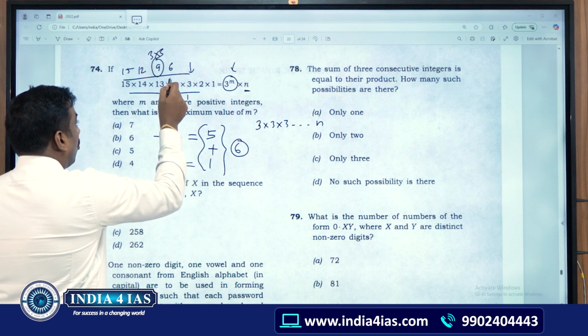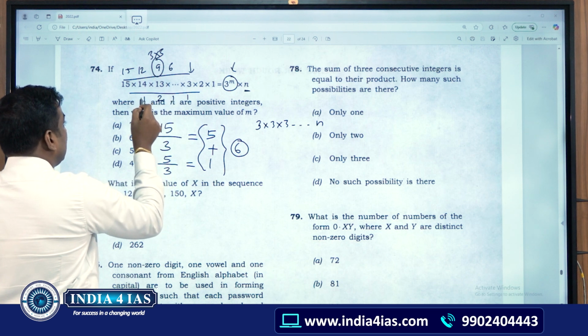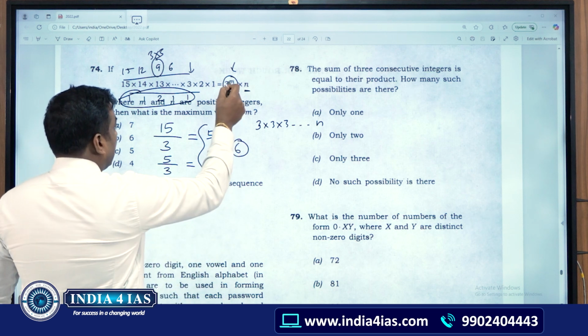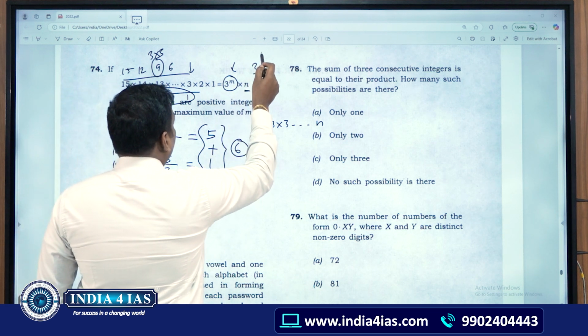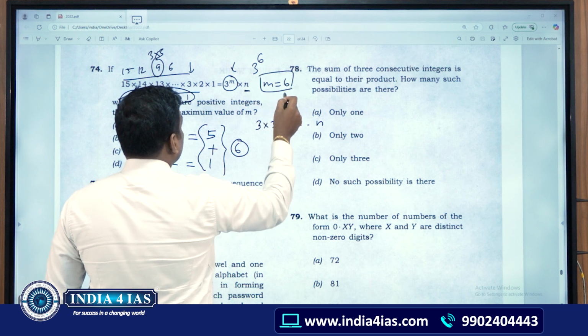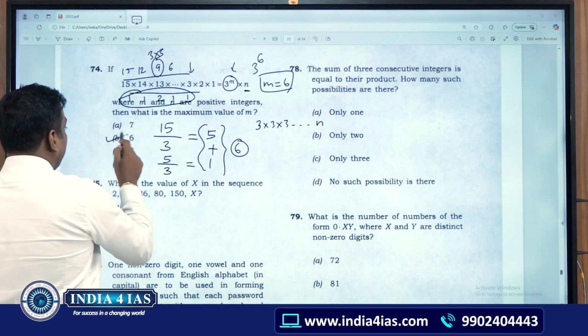In 6, 1 3 is there. In 9, 2 3's are there. In 12, 1 3 and in 15, 1 3. So totally 6 3's are there. So the value of this is 3 to the power of 6. So m is equal to 6. So we get those many 3's.